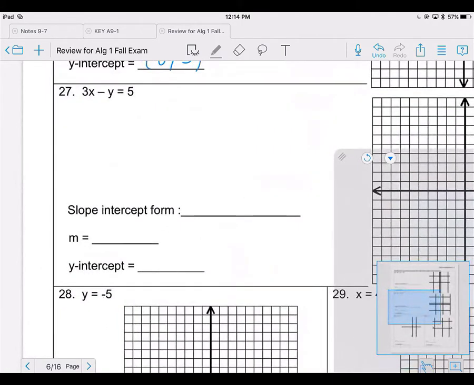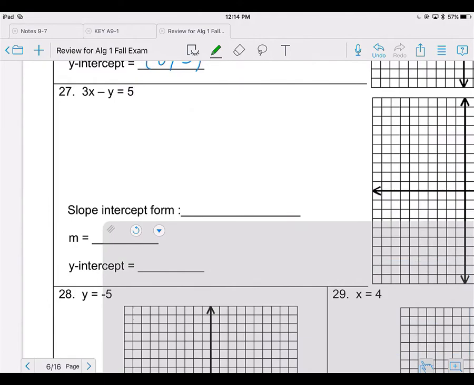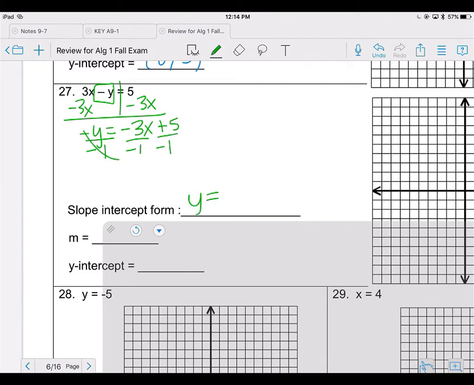For problem 27, we're going to do the same thing. We have to solve for y first. So I move 3x to the other side. So negative y equals negative 3x plus 5. And then divide everything by negative 1. So with my x's, negative 3 divided by negative 1 is positive 3. 5 divided by negative 1 is negative 5.